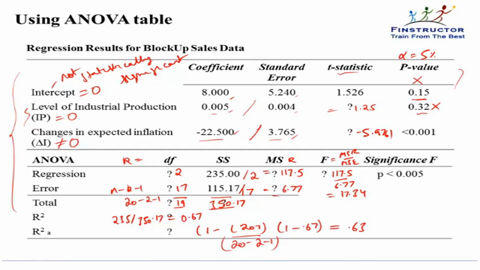The last part of the question asked us to judge the utility of the model as a whole. The utility of the model as a whole can be judged by two parameters. First is the R square, or the coefficient of determination, that tells us how good is the fit of the regression. So about 67% of the variation in the dependent variable is explained by the independent variables.